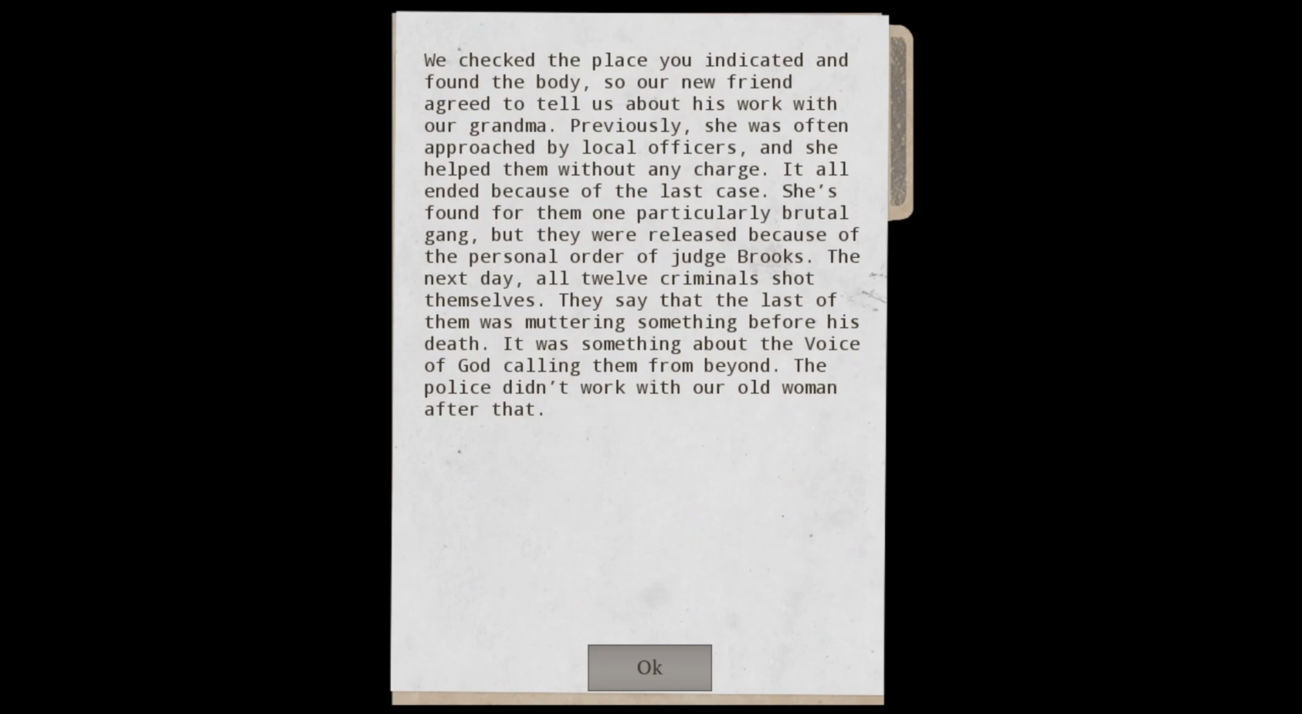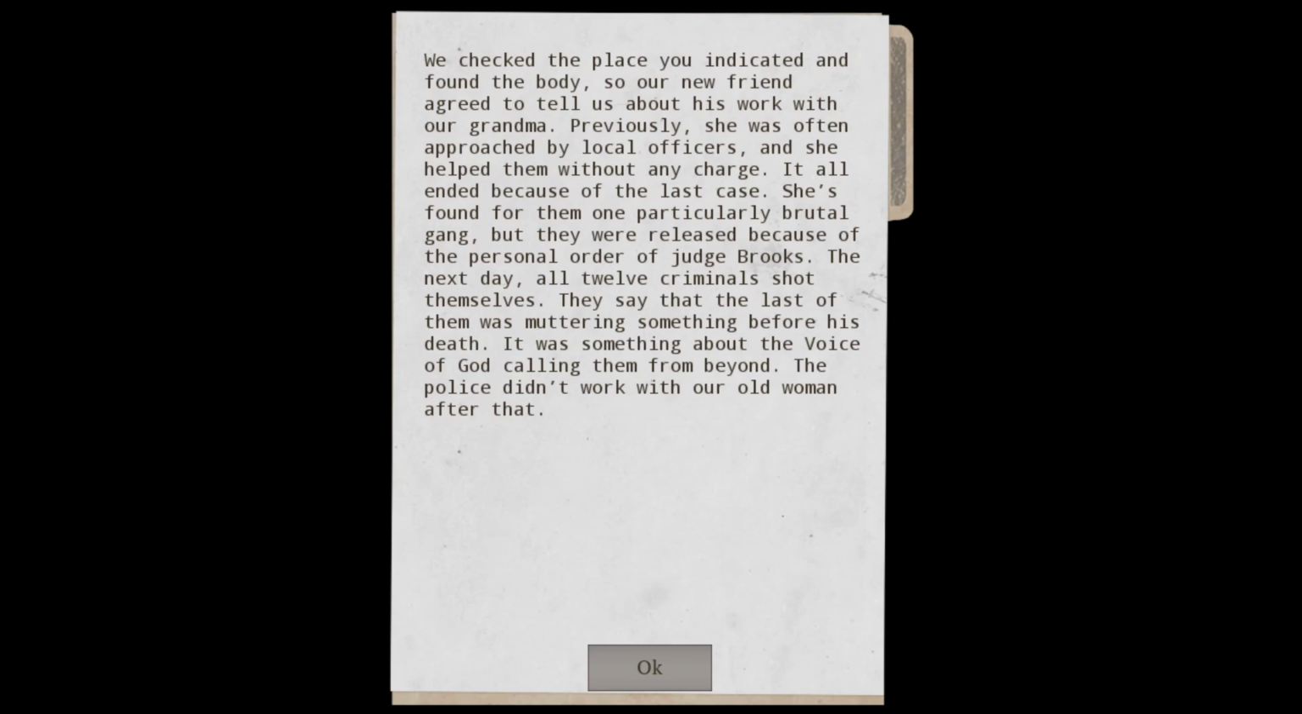We checked the place you indicated and found the body. So now, our new friend agreed to tell us about his work with our grandma. Previously, she was often approached by local officers, and she helped them without any charge. It all ended because of the last case. She's found for them one particularly brutal gang, but they were released because of the personal order of Judge Brooks. The next day, all 12 criminals shot themselves.